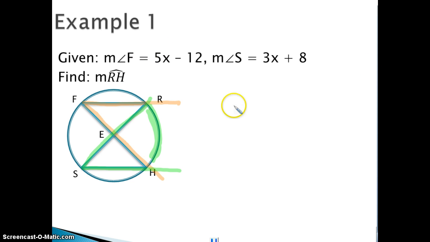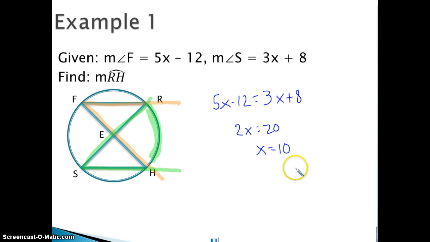So I'm going to take 5x minus 12 and set it equal to 3x plus 8. And then solve for x. So bring the 3x over, bring the 12 over, and I find out that x is equal to 10. Now once I have that 10, I can plug it back into either angle F or angle S. They're both the same because, again, they're congruent. So I think probably the easiest thing to do would be to plug it into angle S. So when I plug in 3 times 10 plus 8, I know that this angle is 38 degrees. Similarly, angle F is going to be the same thing.